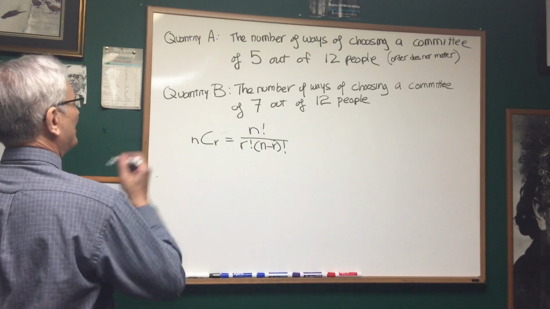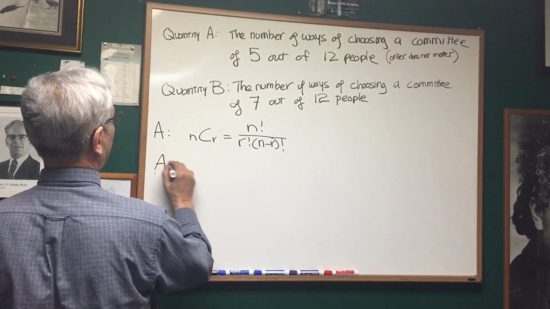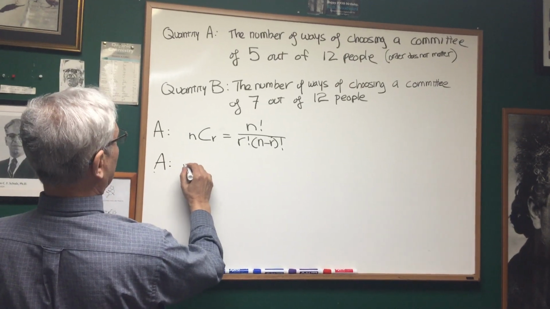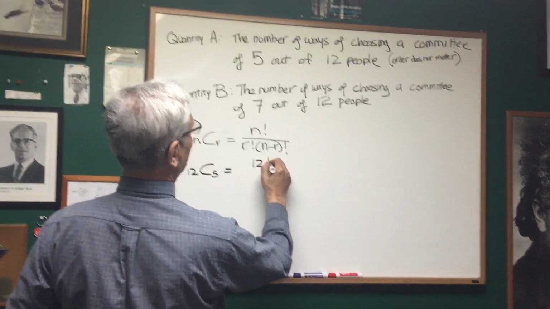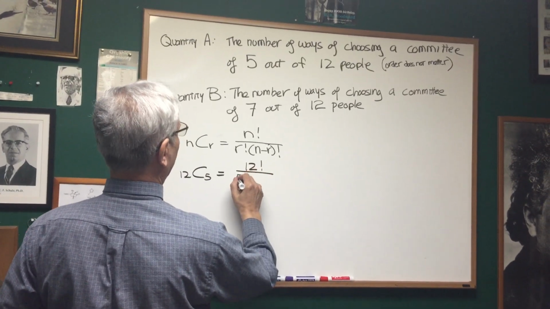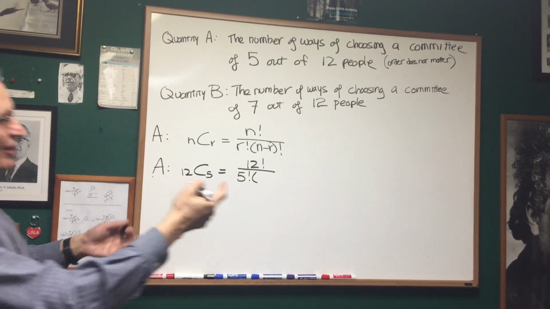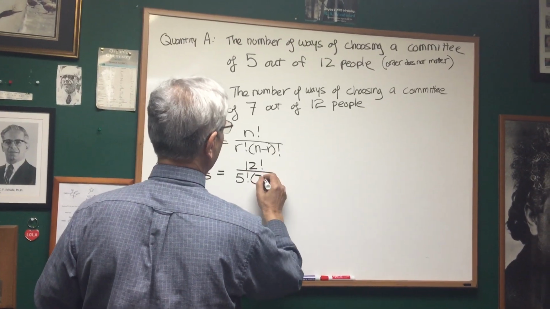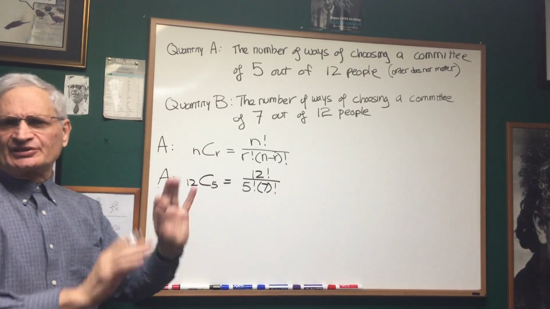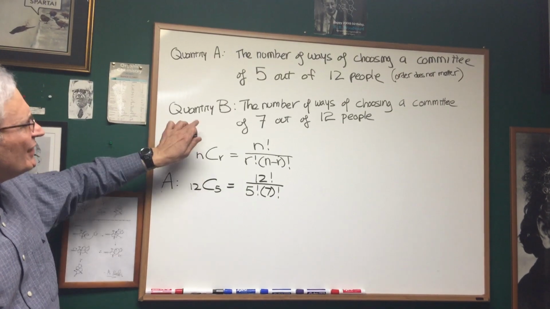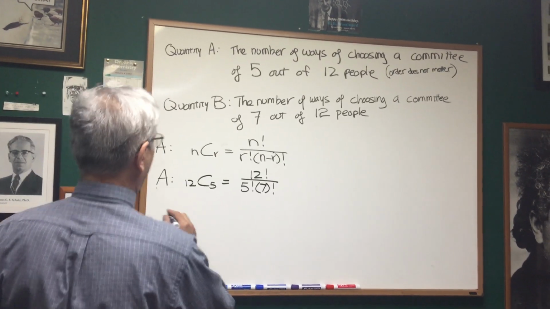So let's figure out what quantity A is. Quantity A is going to be, we're taking 12 things, we're choosing 5 things out of 12. And that's going to lead to the expression 12 factorial divided by 5 factorial times (n minus r) factorial. 12 minus 5 is equal to 7 factorial. Let's not figure this out. We could figure this out, it'll take some time. But let's just find the expression for quantity B. We'll see that we'll save a little bit of time.